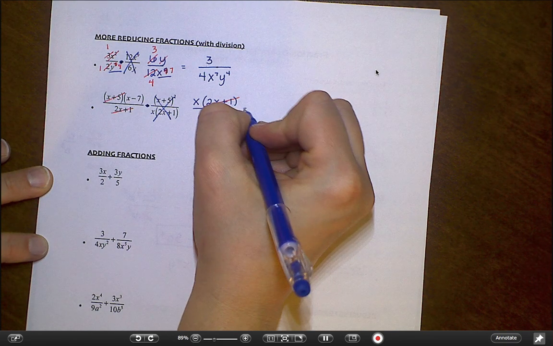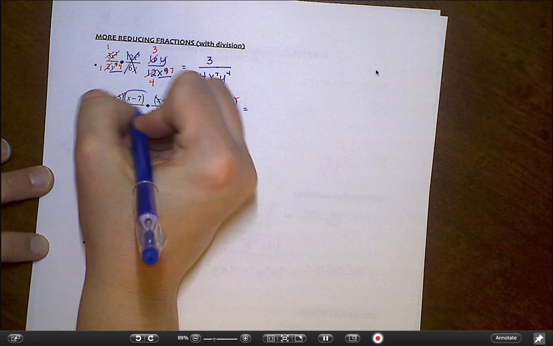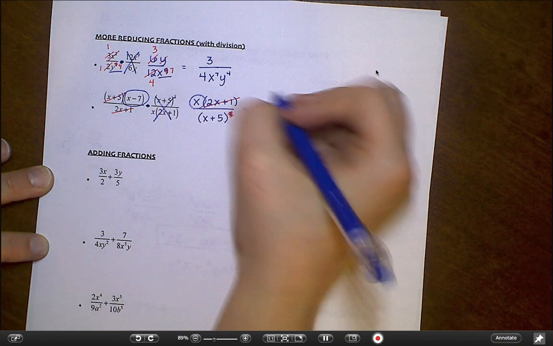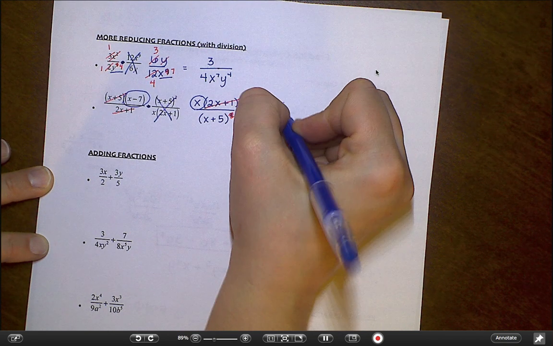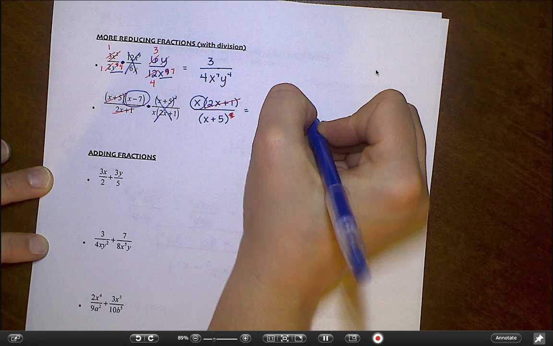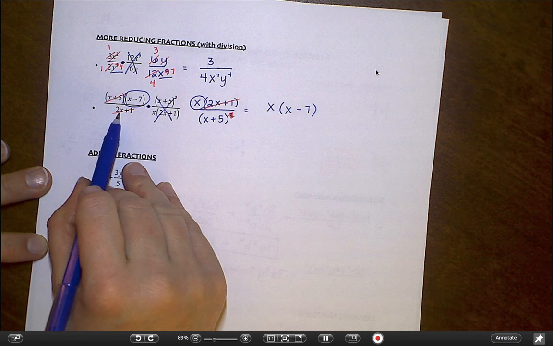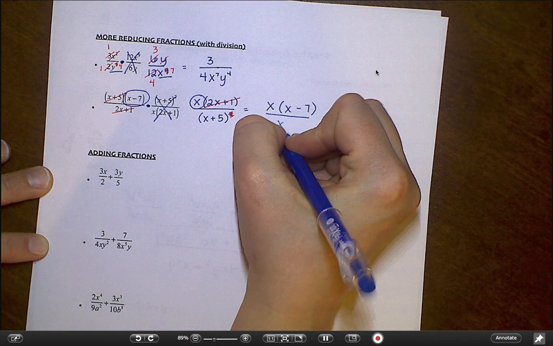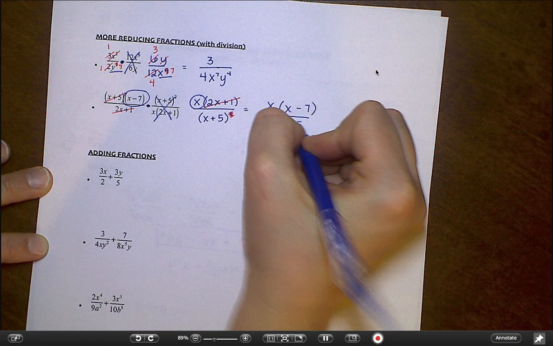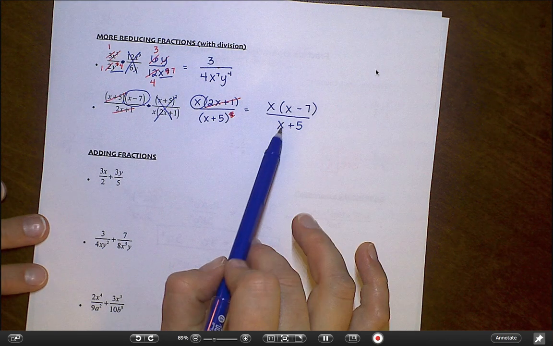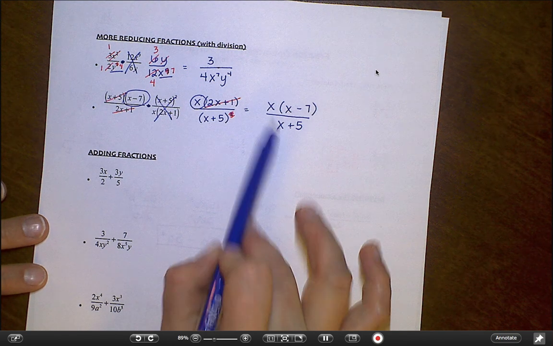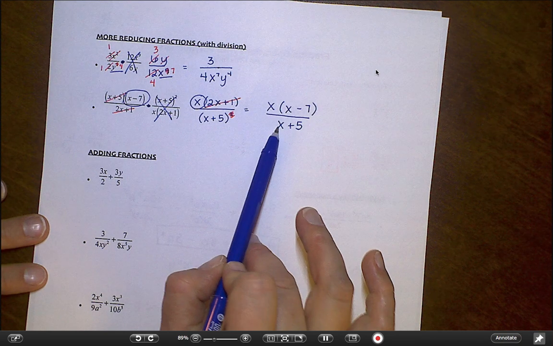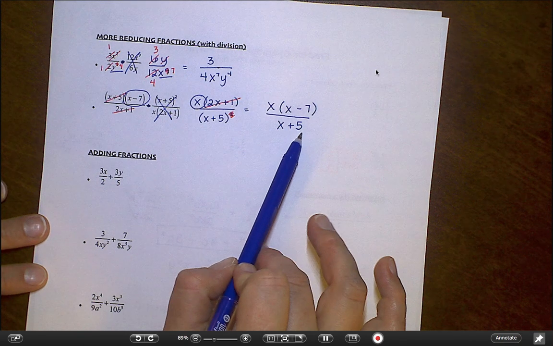So up on the top here, I have an x to the 7th with an x. So I'm going to write that as x times x minus 7. And on the bottom, let's see, that whole thing's gone, and so all I'm left with is an x plus 5. I cannot go any farther than this because I cannot cancel this x with either of these x's because this is connected to that 5 with addition, okay?